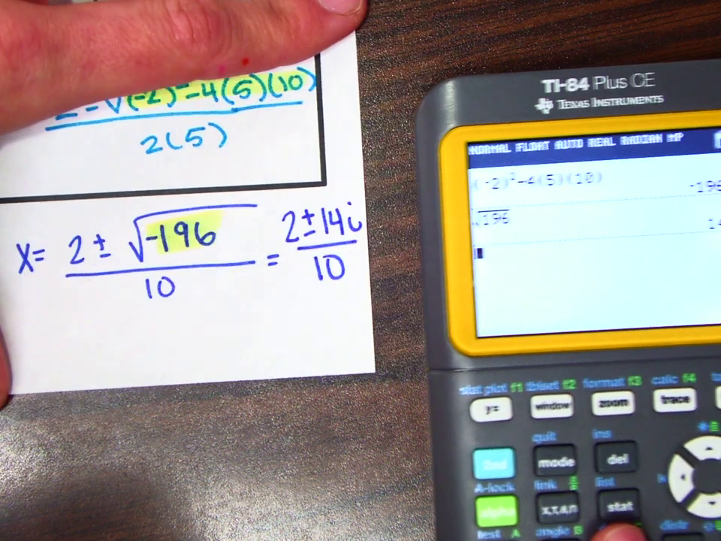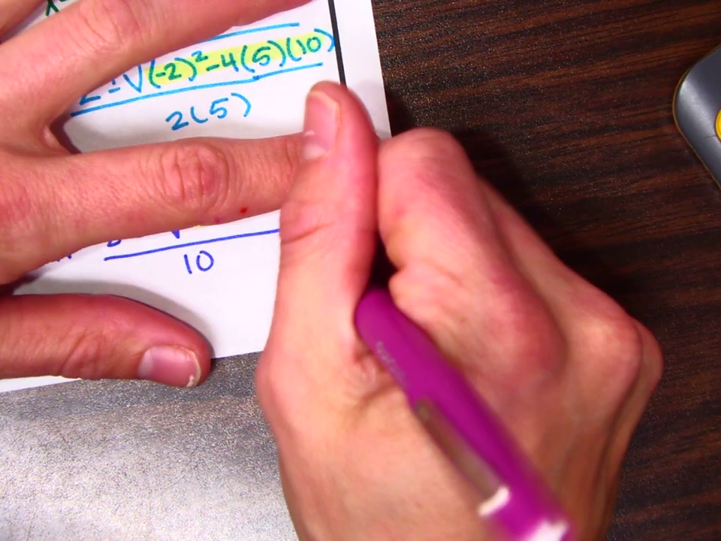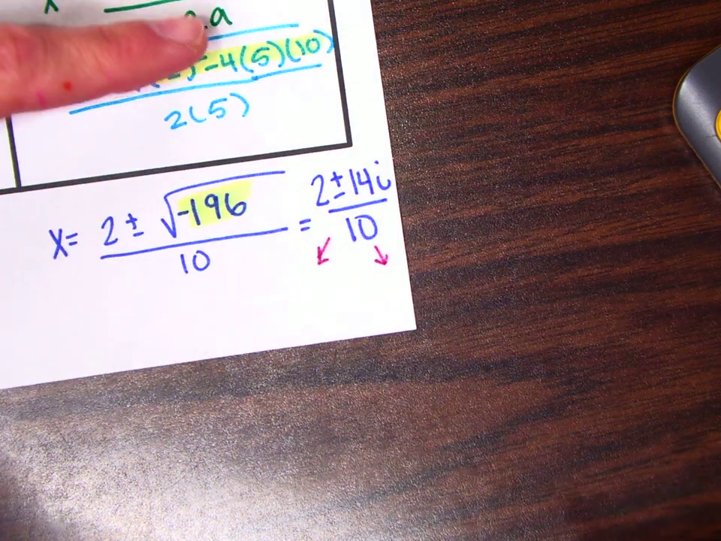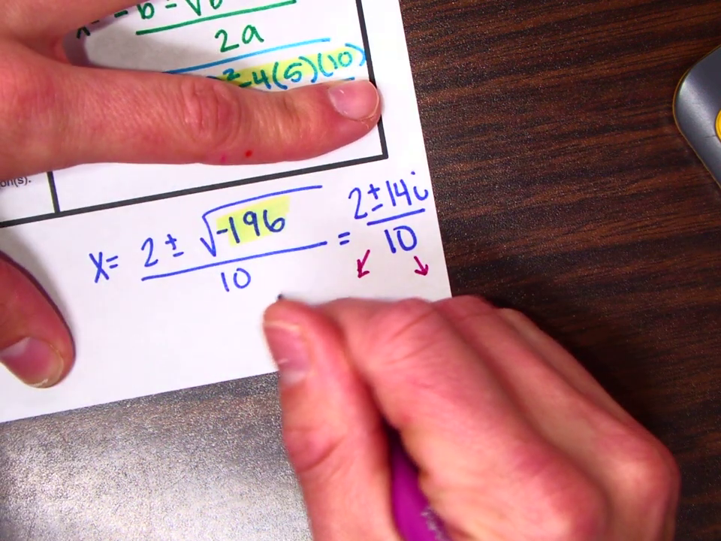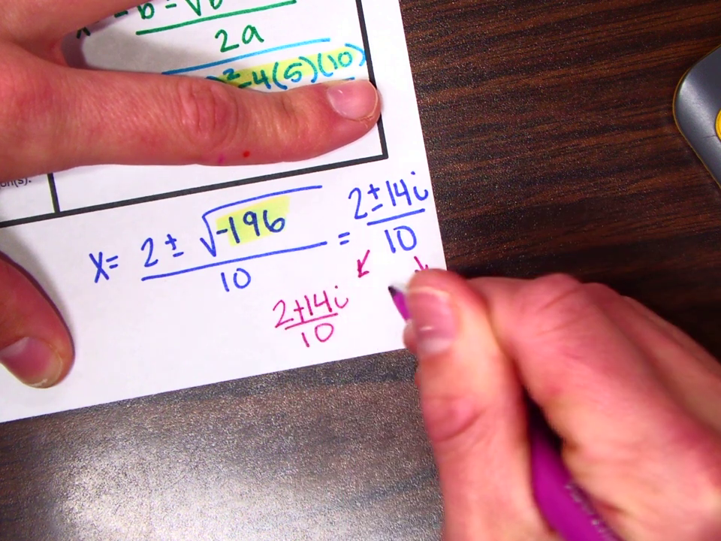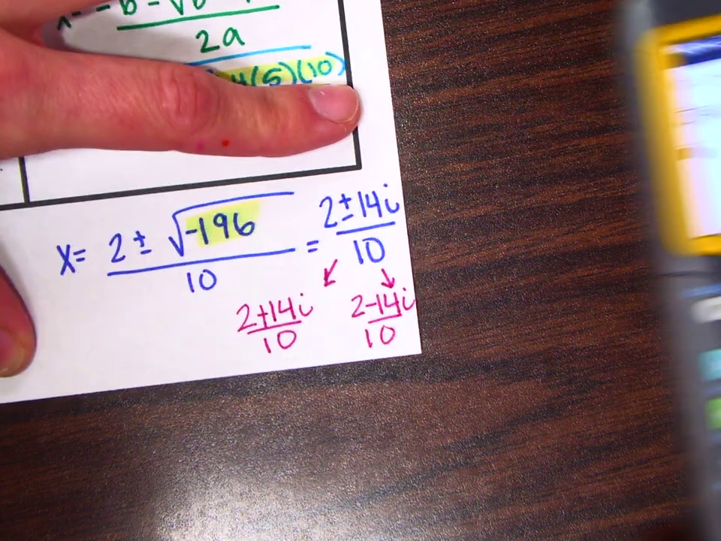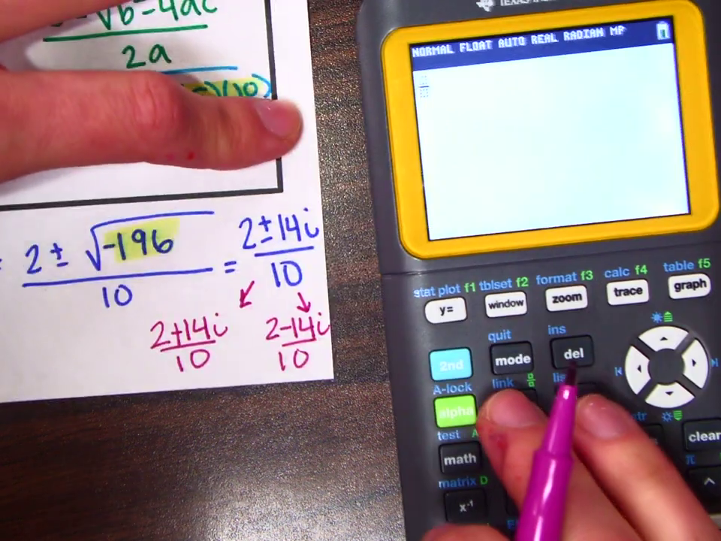All right, the square root of 196 is 14. It has an i because it's negative. Now remember, when you are doing the roots that work out evenly, you need to split this up and type it in. I'm kind of running out of space. So 2 plus 14i over 10 and 2 minus 14i over 10. All right, so we're going to type both those in the calculator.